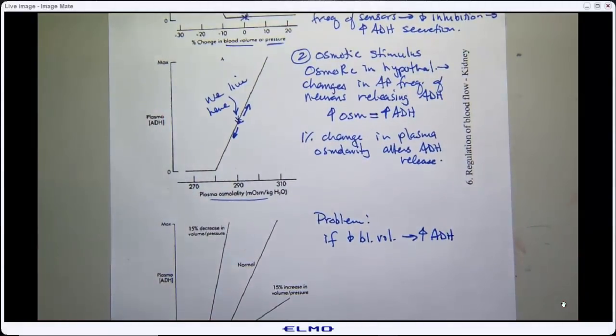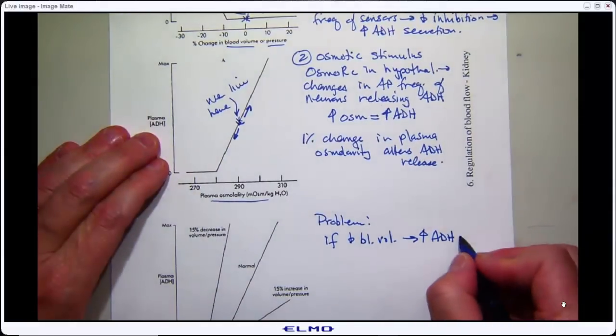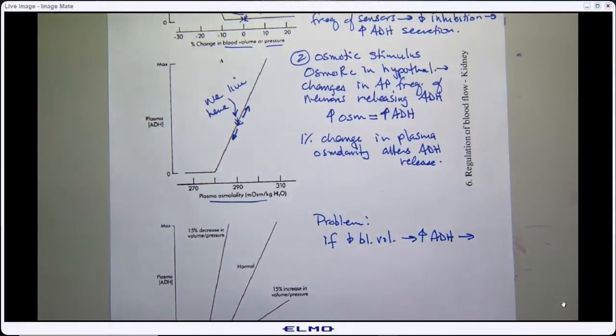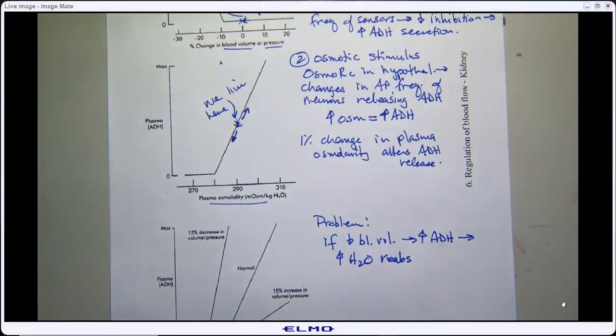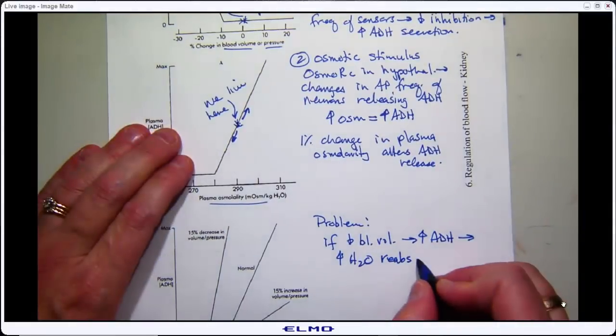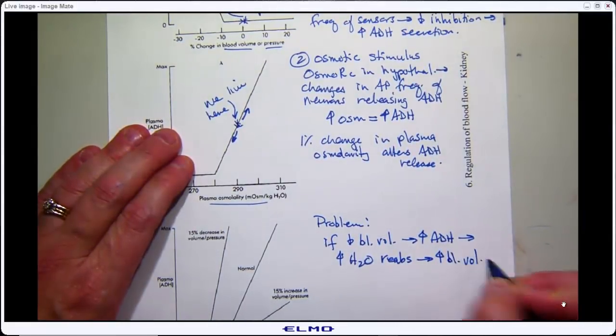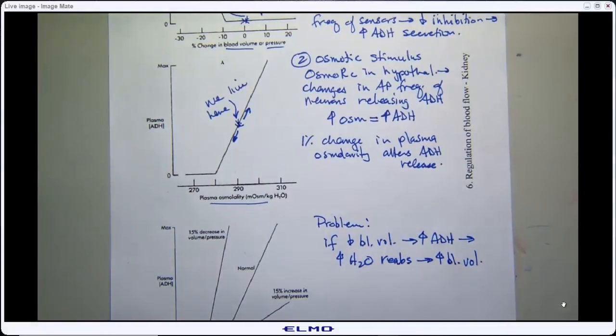So life is good. We've got ADH on board. Through all of the reasons we just discussed, that would increase water resorption, which is great. That would help us increase our blood volume. Awesome. We will survive. Problem is we just brought back water. We've just moved fluid from that kidney into the peritubular capillary, which will now start to dilute the blood. Okay? Because we just brought back fluids.